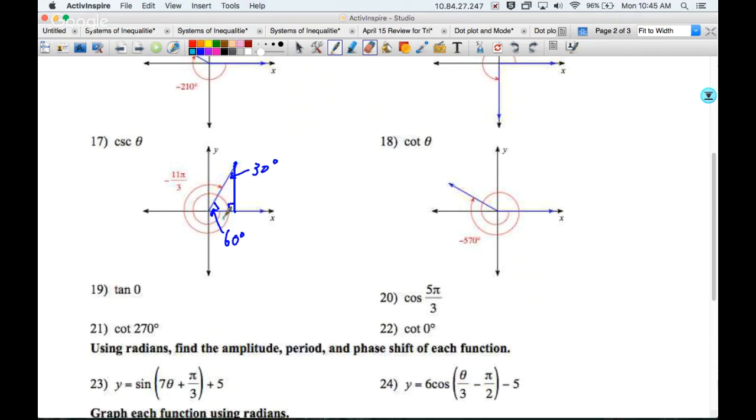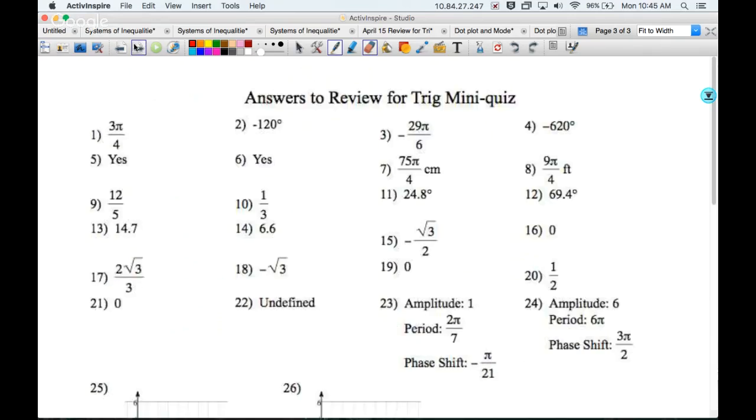If this is a 30, 60, 90, then the side lengths must be 1, 2, and the square root of 3. I check to see if any of them are negative. None of them are, because we're coming over to the right and going up. All right, then I also label them opposite, adjacent, and hypotenuse. Then I look at cosecant, and I know cosecant is the reciprocal of sine. So it must be hypotenuse over opposite for cosecant, which would be 2 over 1, which just equals 2. Number 17, I got 2.